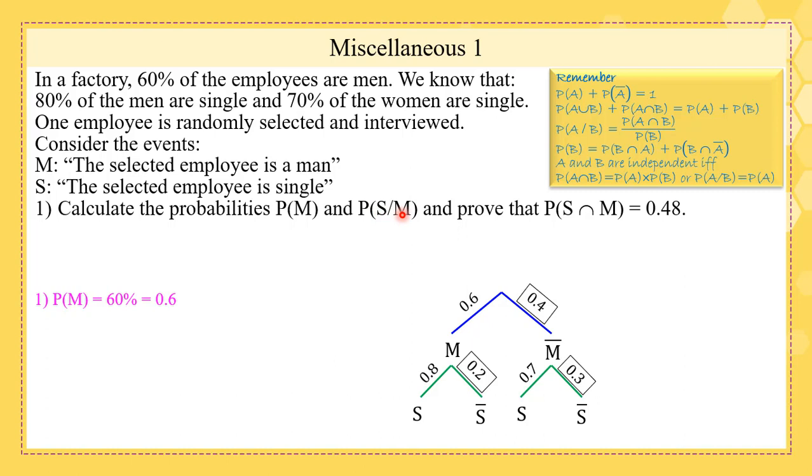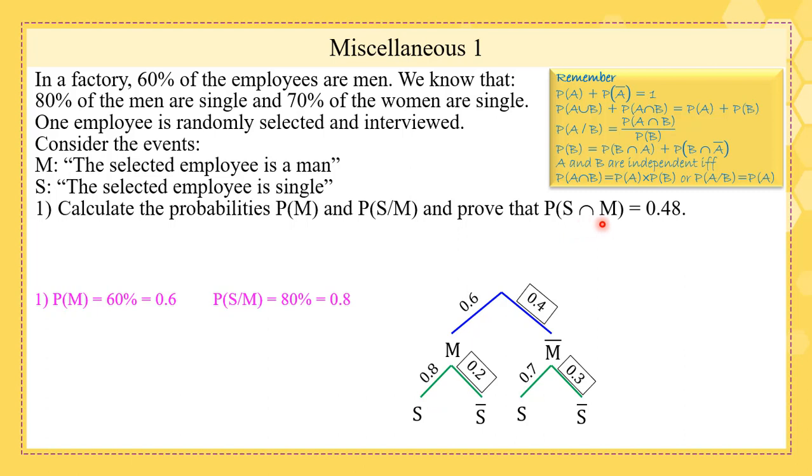This is a conditional probability case, so we come to the man section. We come to this section only. And from this section, we find the probability of choosing a single person. So from the man section, the probability of selecting a single person is 0.8. So it's directly also taken from the tree.